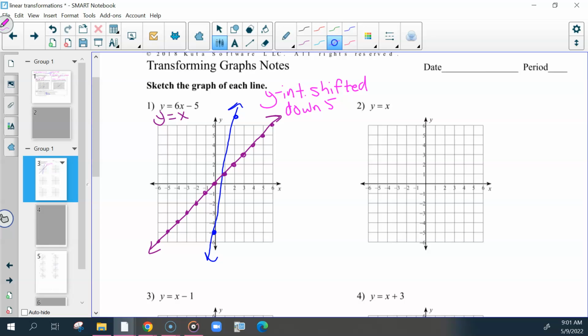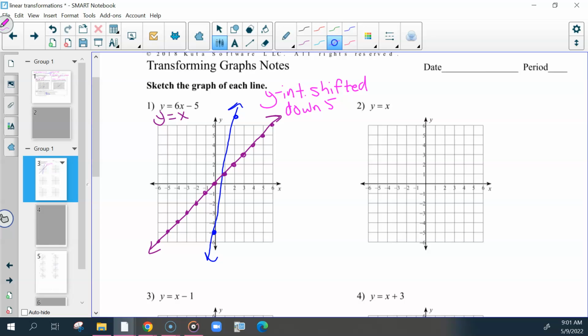The slope here, the number of x's is 1. For one shifted down 5. We're comparing this to this, so what did the new one do compared to this one? It moved down.